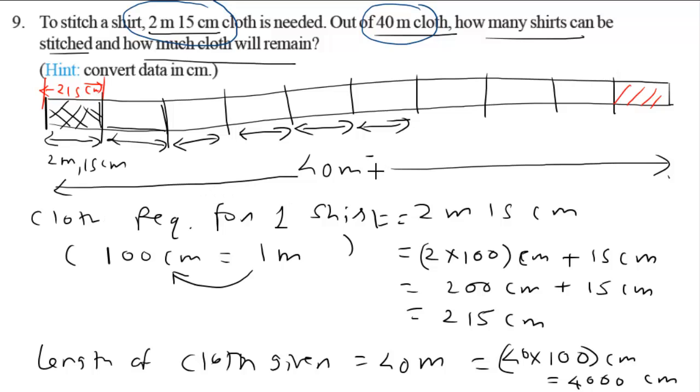Now we will try to distribute the 4000 centimeter cloth, which is equivalent to 40 meter, into 215 centimeter pieces. So we will divide 4000 centimeter by 215 centimeter. Now here we can solve this by the division process.